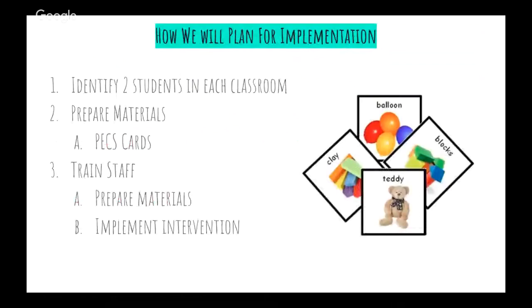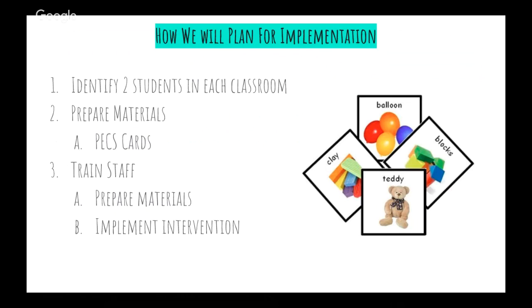So as you could see in that last example, one kid gave the other kid a PECS card telling him that it was now his turn, and then he gave him the paintbrush, so they were able to take turns painting. So now we're going to talk about how we will plan for implementation.